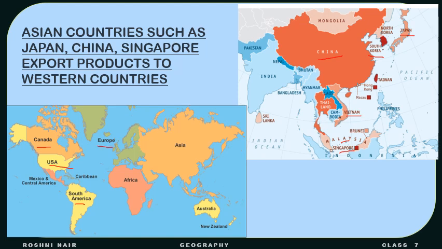All these developed countries, the Asian countries will provide many products to them. China, we all know, it's famous for its export. So many goods are exported from China to different parts of the world.